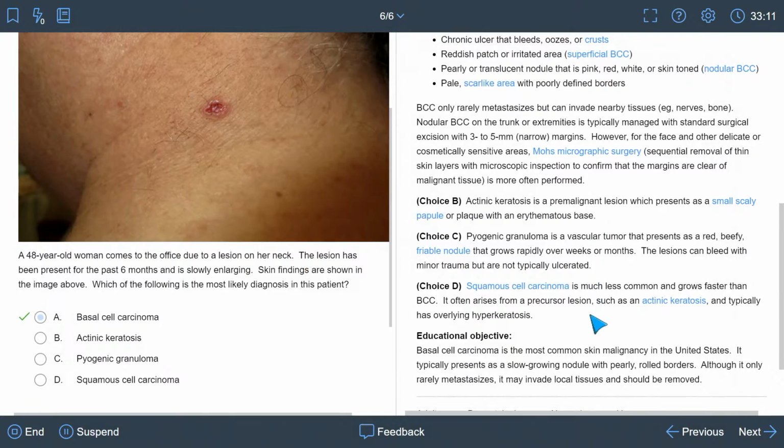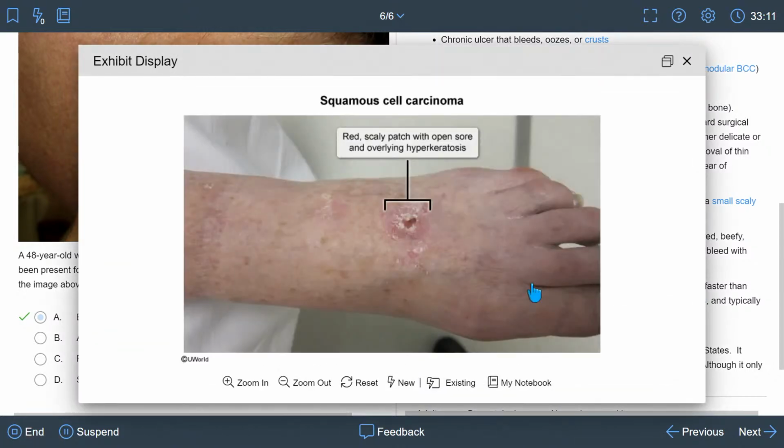And then choice D, squamous cell carcinoma. It's a much less common carcinoma and it grows much faster than basal cell carcinoma. It often arises from a precursor lesion such as actinic keratosis and typically has overlying hyperkeratosis. So this is what a squamous cell carcinoma is going to look like. Red, scaly patch with open sore and overlying hyperkeratosis, as you can kind of see surrounding that lesion on the patient's foot.